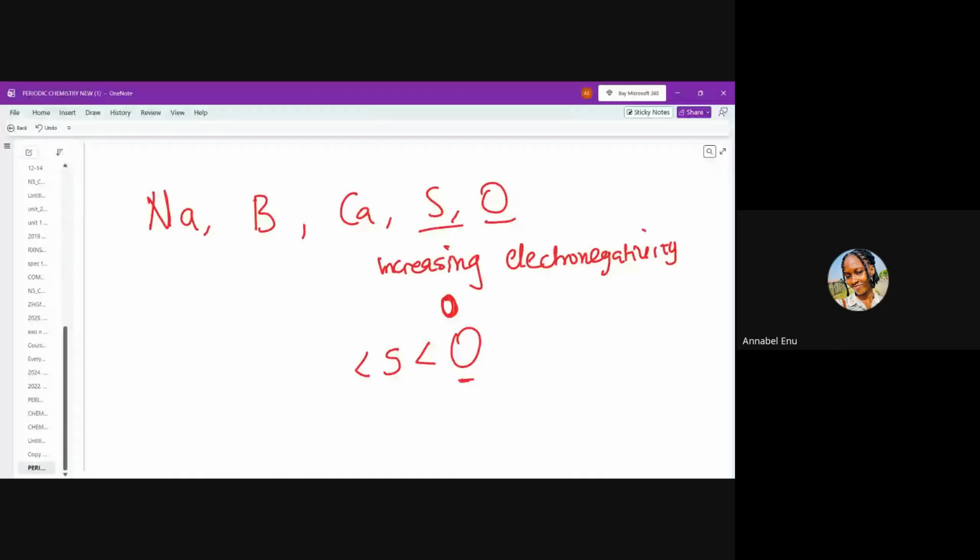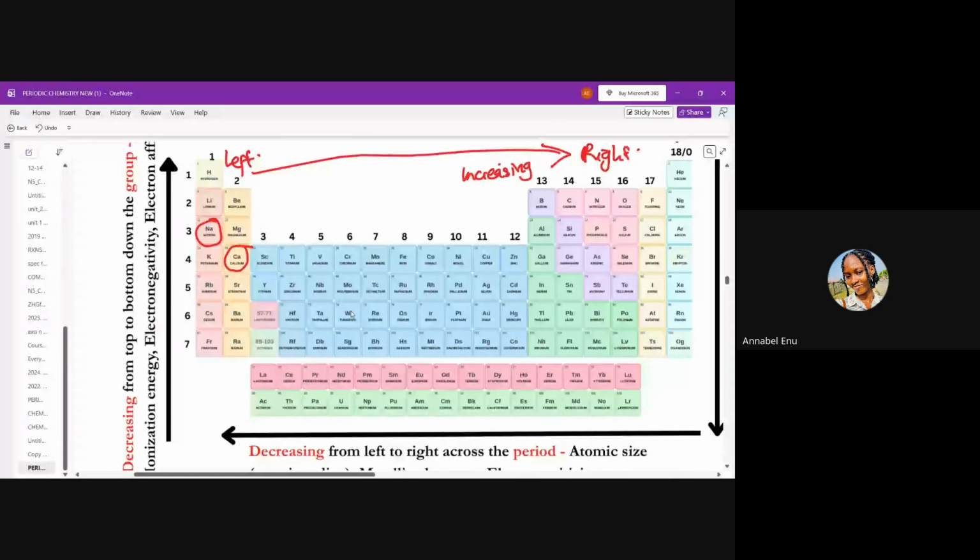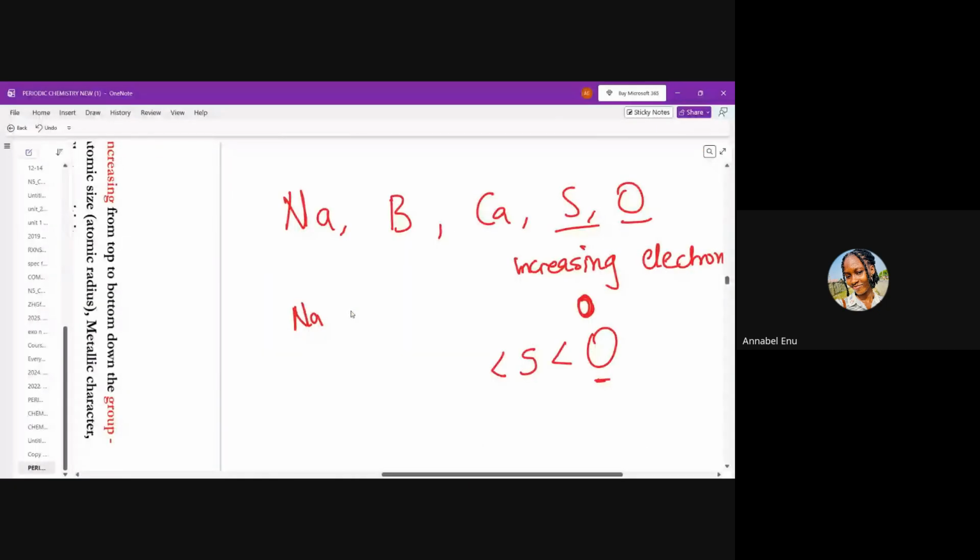So they are now asking you to write it in increasing electronegativity. That means they're asking you to write from the least negative to the most negative. So the most negative is the one you will write last, at the end. The least negative is sodium because sodium is at the other extreme end. You can see it's at the positive side. Like I told you, in the periodic table, group 1 and 2 are the most positive. So we have sodium, then calcium, then boron, and then sulfur before our oxygen.